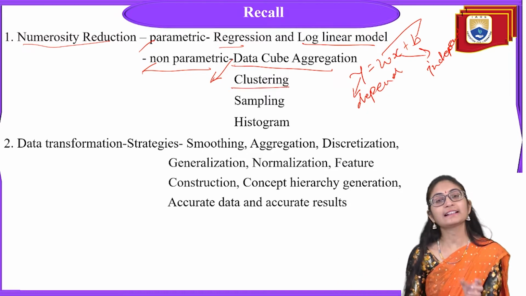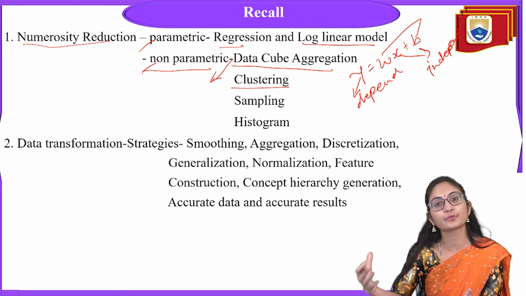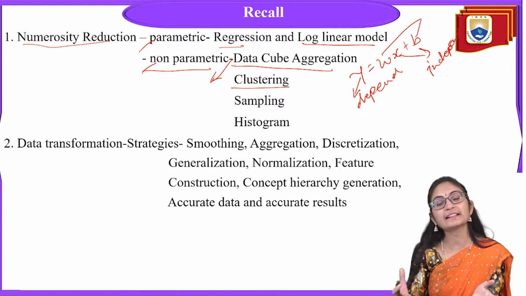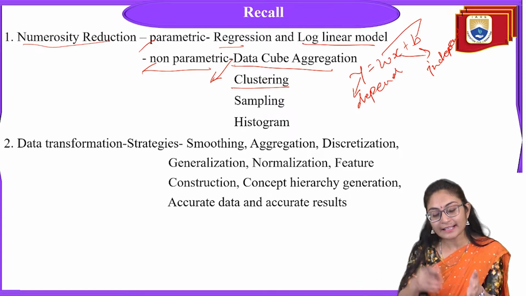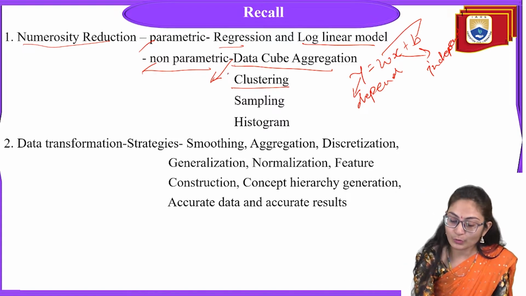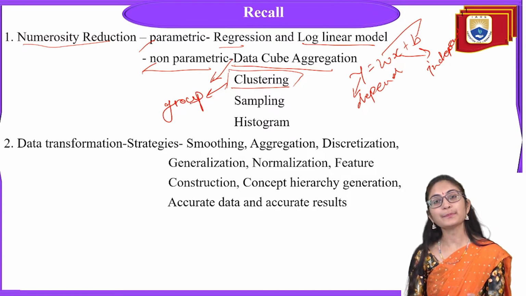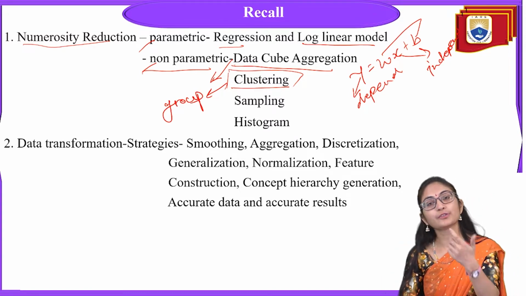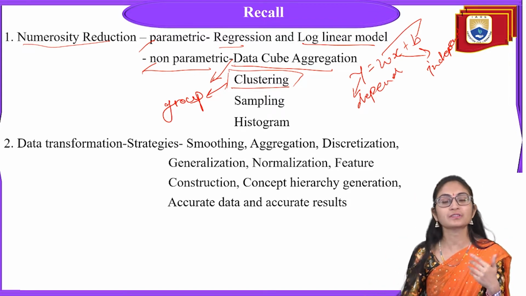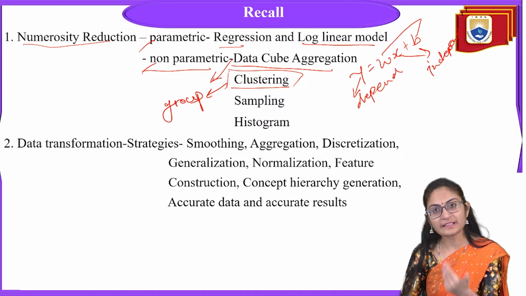Then clustering. Clustering means you put the data in the form of groups. That means you will search for the similarities and dissimilarities of the data, and after finding them, you will store that data only in the form of groups. Then sampling. In sampling, you are keeping the data in some intervals. That means there is sampling without replacement, with replacement, then stratified sampling and cluster sampling.